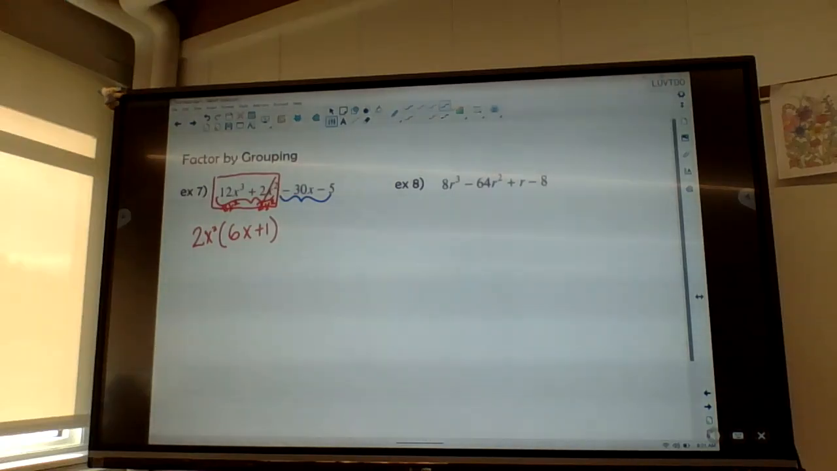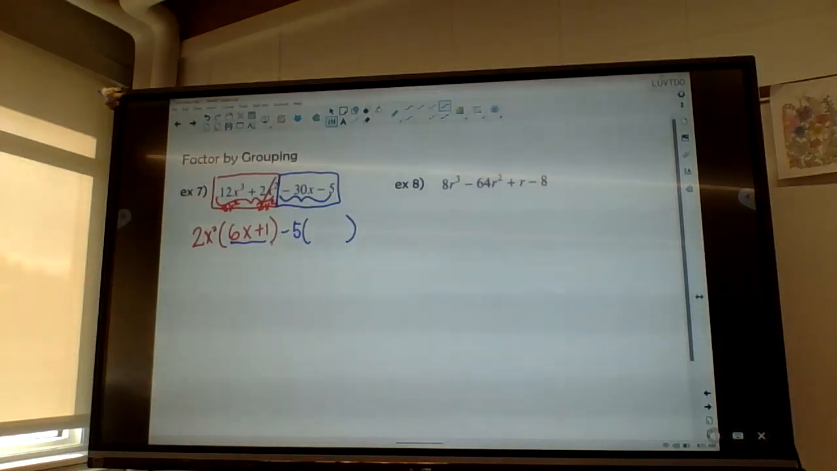Then I'm going to look at the blue part. Out of the blue, we want them to match with the first half, so I'm going to take out a -5. The reason we're choosing to take out a negative is because we want it to match with this 6x plus 1. So if I divide a -5 out of each of these, negative divided by a negative is a positive, 30 over 5 is 6, and there's an x there. The 5 over 5 is just going to cancel and be 1. So now I have the same thing twice.